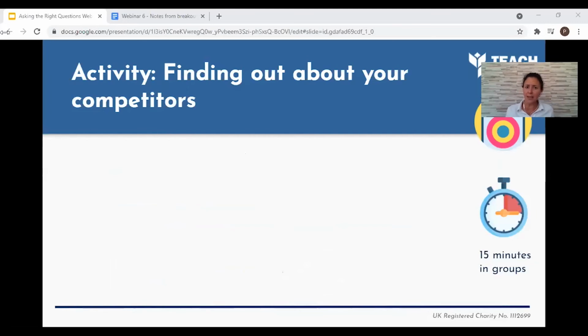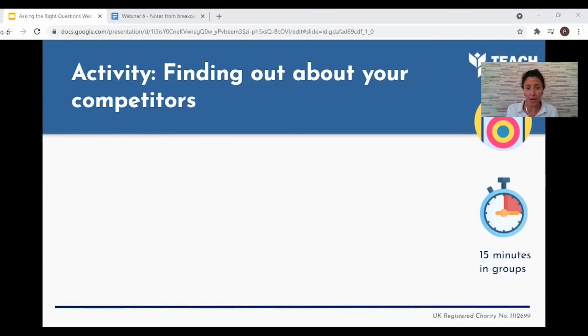So up until now, we have been discussing how to carry out market research about your business idea with your target market. But unless you have a very unique business idea, it is likely that there is another business, or a lot of businesses, who are already offering the same or a very similar product or service. These businesses are your competitors, the people who sell the same or a similar product or service as you.